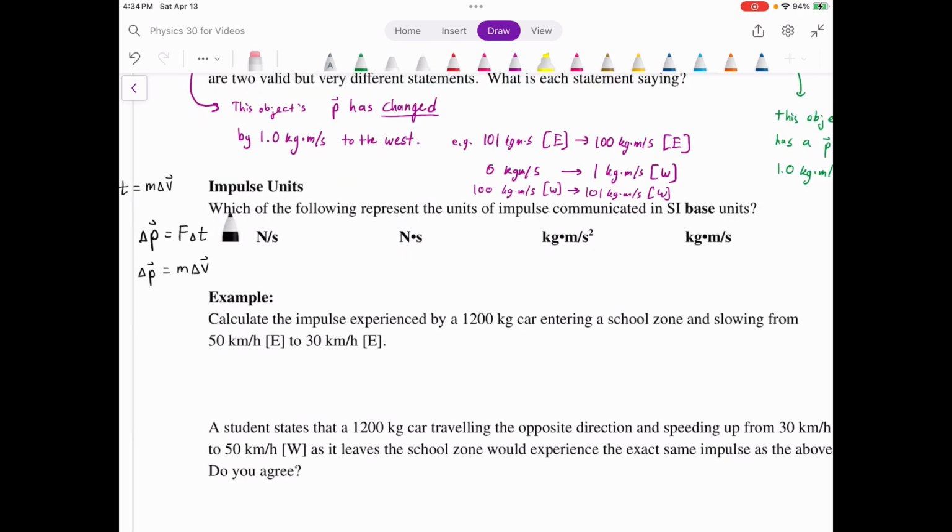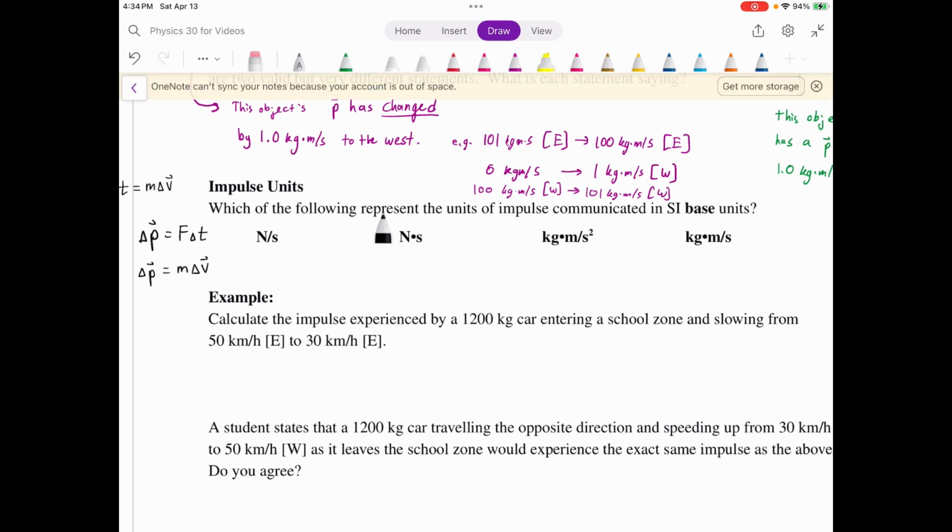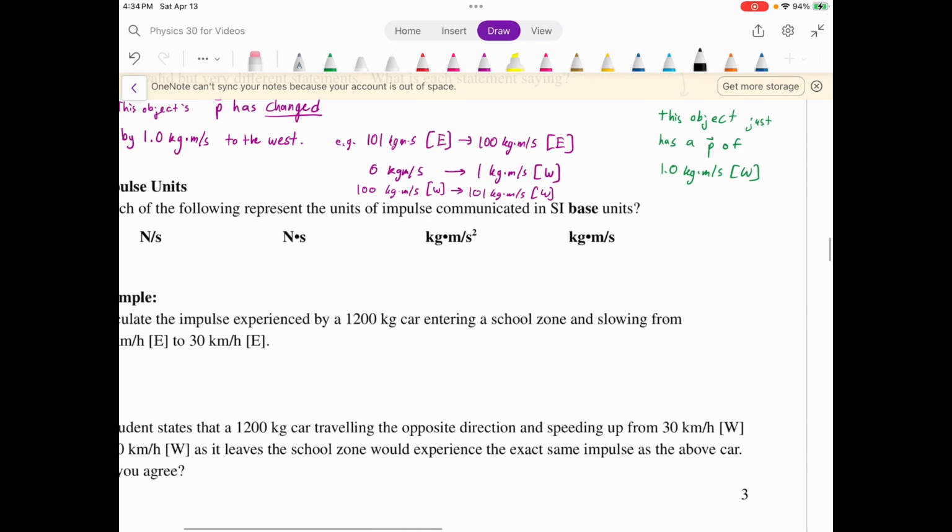All right, and then this one here, getting us to think a little bit about units, right? Which of the following represents the units of impulse, or change in momentum, communicated in standard base units? So remember, the base units, there's a couple more that we'll learn in Physics 30, but for the most part, all the ones we've seen so far, they're kilograms, meters, and seconds, right? And then we have our derived units. Those are things like, for example, newtons.